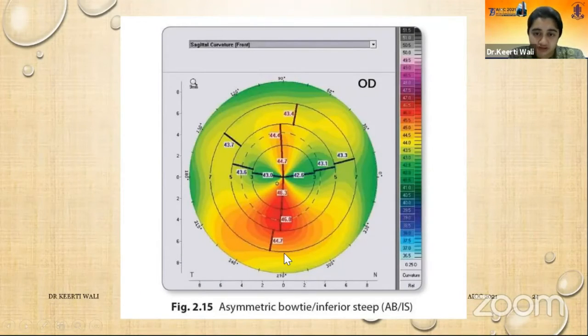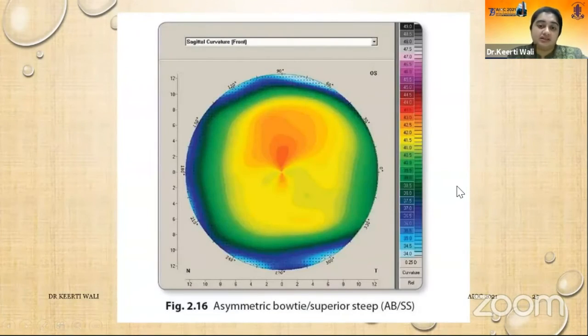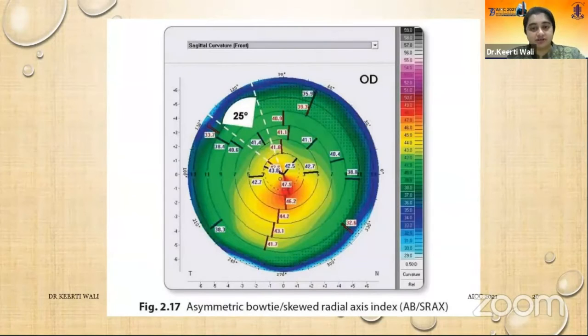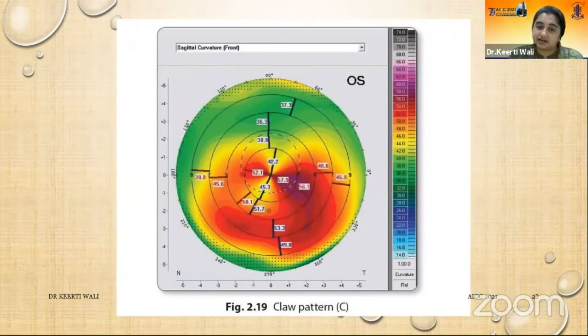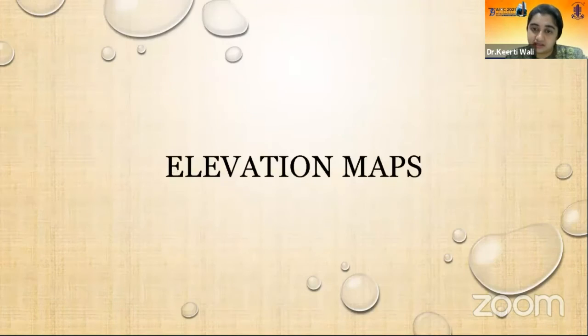However, this comes in the moderate risk because the keratometric values are not so much. This shows the asymmetric bow tie with superior steepening. This shows the asymmetric bow tie with skewing of the radial axis, characteristic of keratoconus. This is a butterfly pattern, characteristic of PMD. This is a claw pattern, characteristic of inferior corneal ectasias.